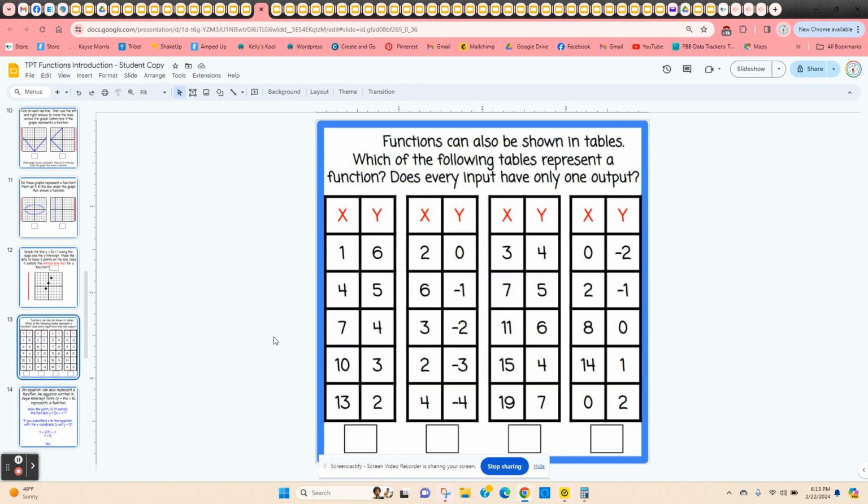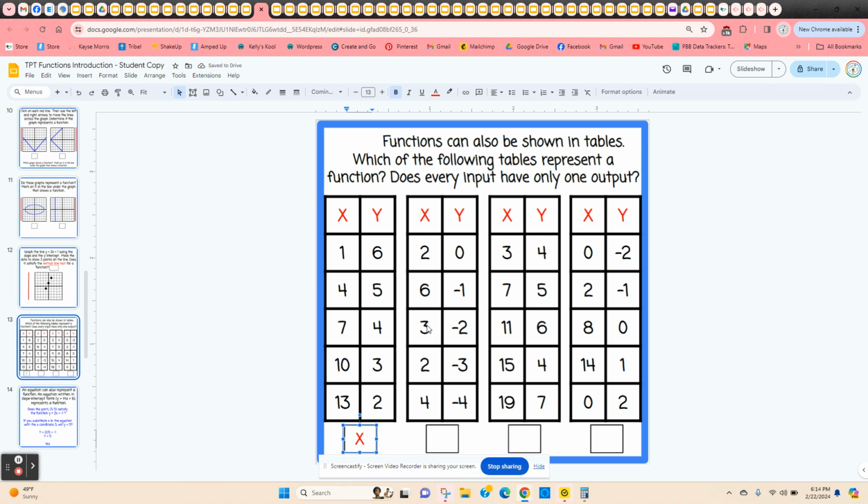Okay, now we're shown some tables. Same thing, every input can only have one output. You can see this is the x and this is the y. X would be the input, y would be the output. So here the first one: every x has only one y, so that is a function.